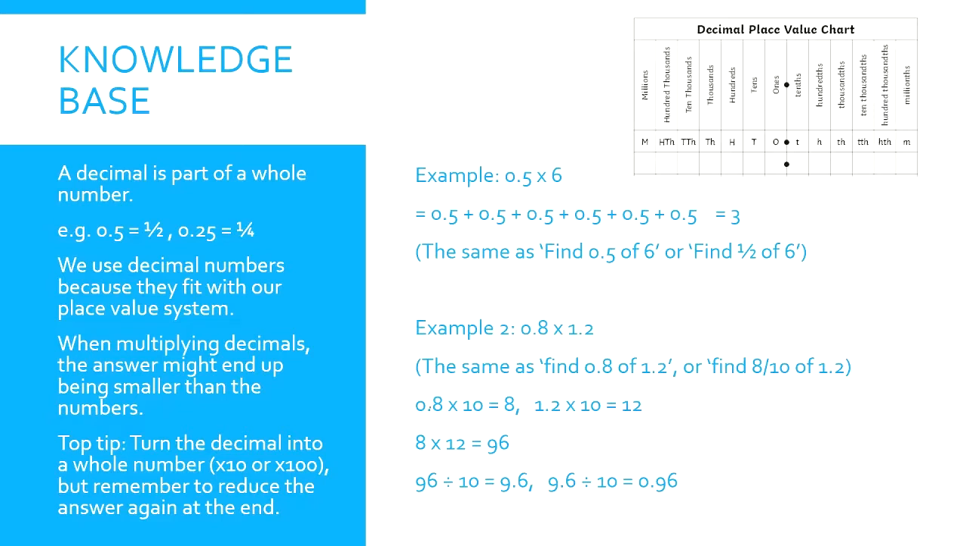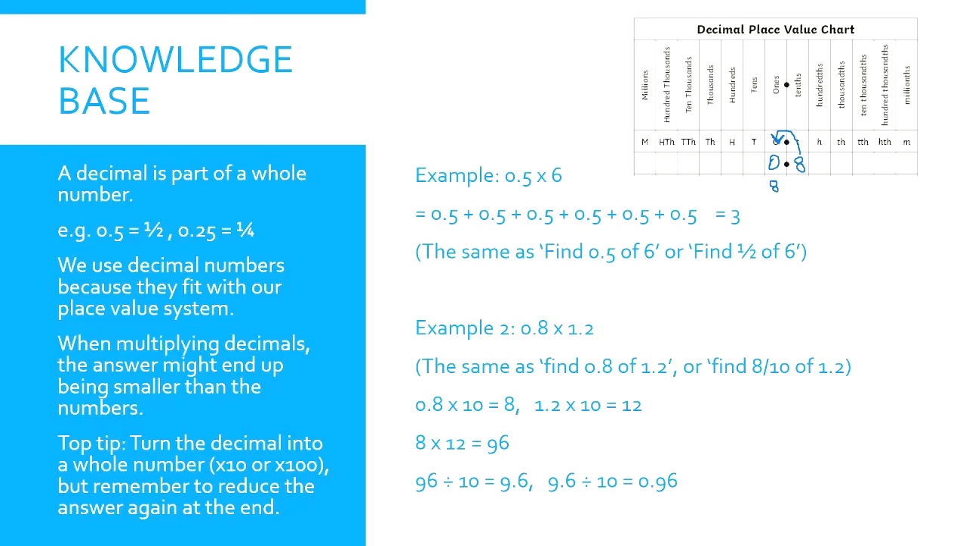So as an example, if I do 0.8, which would go over here, if I write it into my place value column, I can see that if I multiply by 10 by doing one jump on the place value column, I can turn that into the number 8. So if I do 0.8 times 10, I'm going to get the whole number 8.